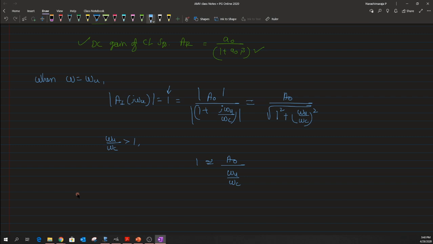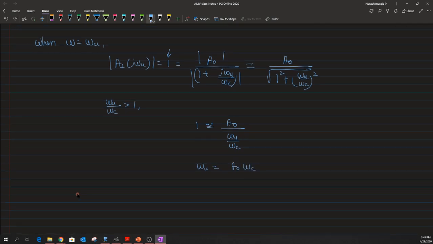So now from here one could write omega u is equal to a naught times omega c. But we know that this a naught can also be rewritten in terms of the open loop DC gain, which is a naught divided by 1 plus a naught times beta, and omega c can also be rewritten in terms of the bandwidth of the open loop system, which is omega naught into 1 plus a naught times beta.